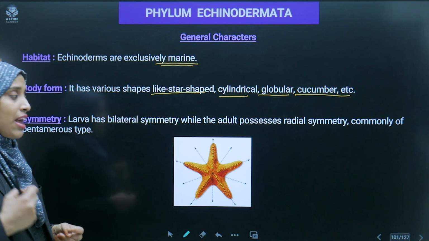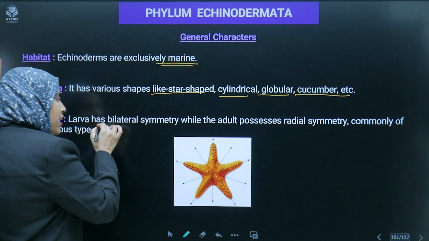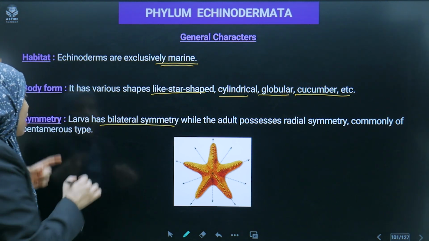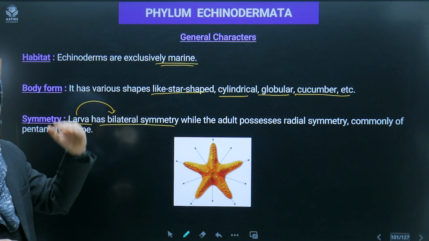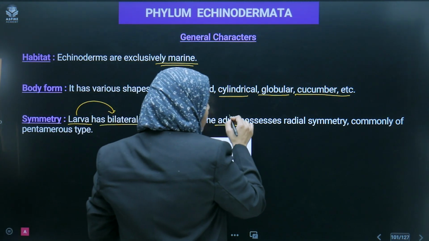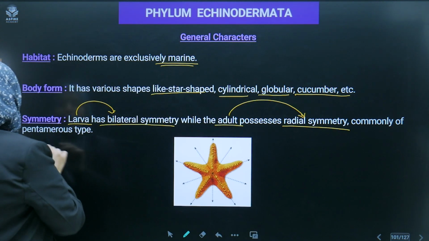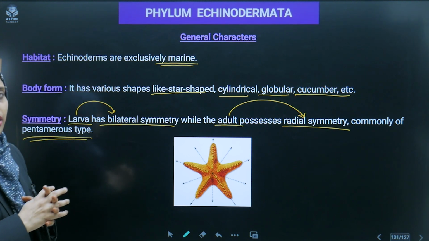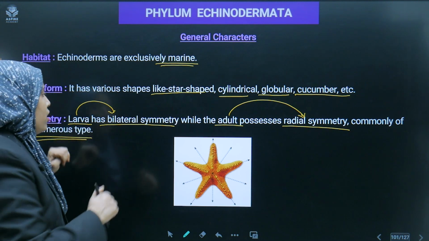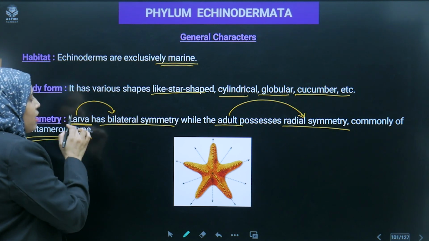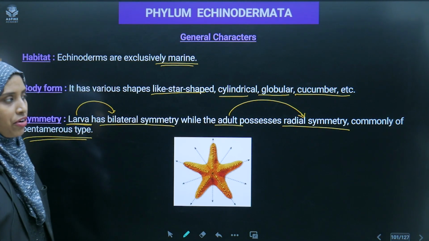Symmetry. When we talk about symmetry, echinoderm larvae have bilateral symmetry. In the larval stage there is bilateral symmetry, but the adult echinoderms possess radial symmetry, commonly of the pentamerous type, meaning it can be divided by 5 planes, like a starfish. The thing we have to remember: the larval stage has bilateral symmetry and the adult stage has radial symmetry.